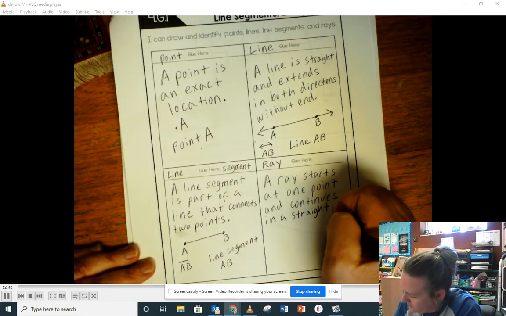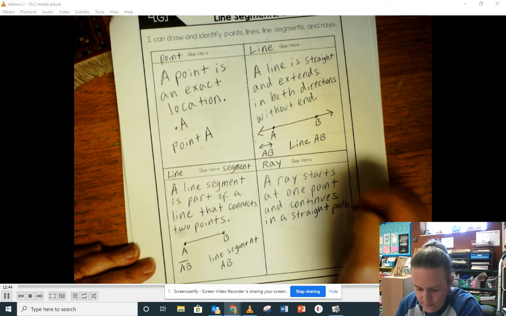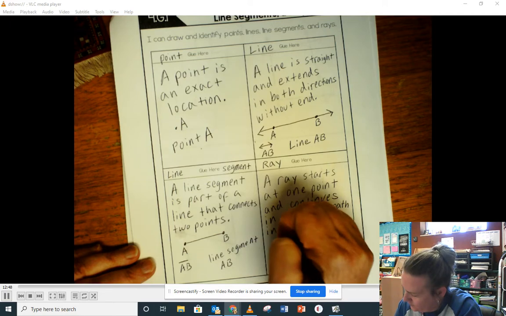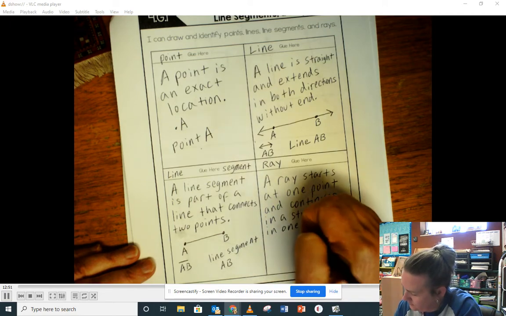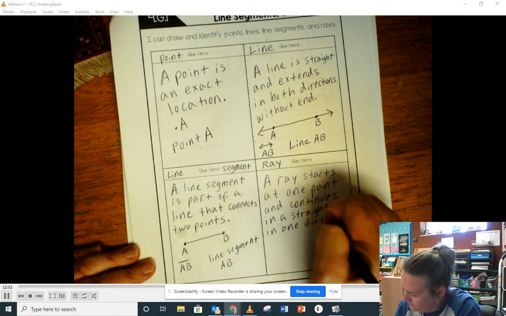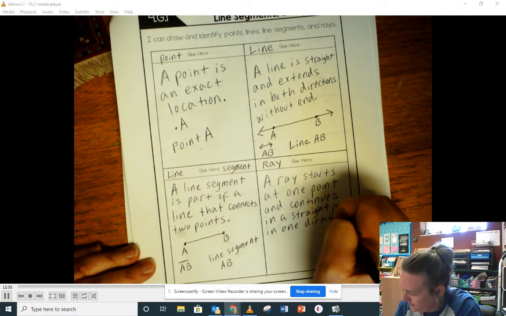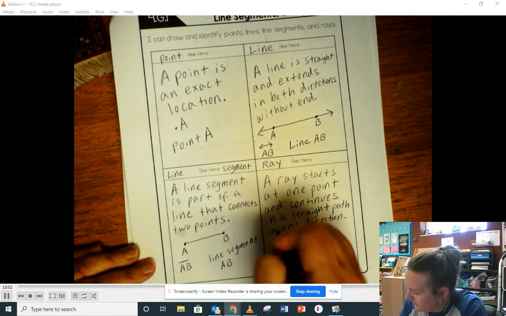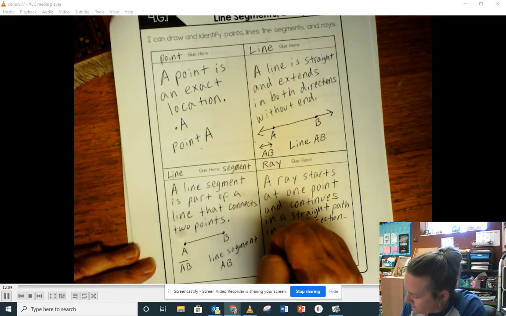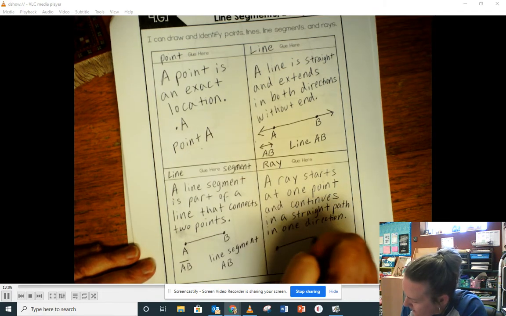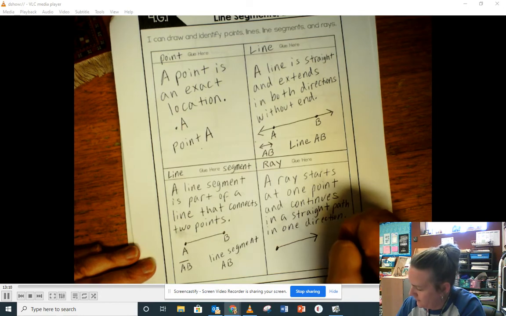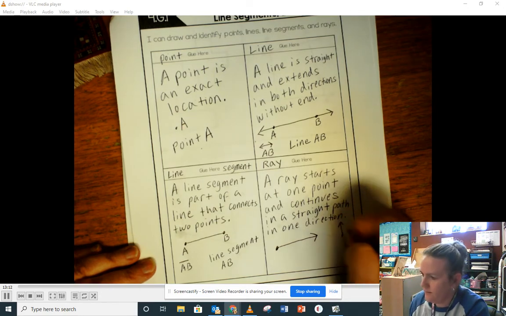Continues in a straight path in one direction. It's kind of like half of a line. Okay, how do we draw that? We start with a point, and our ray only goes one way. And it continues in that one way forever.